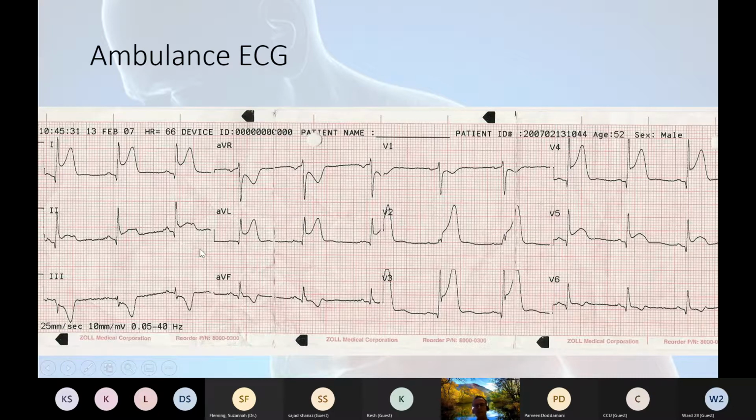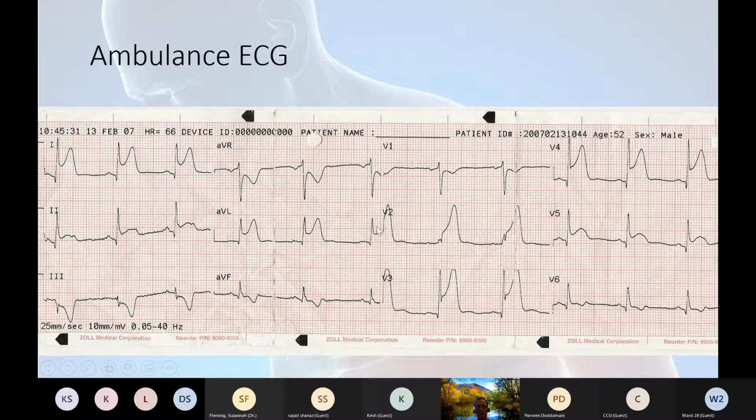And you'd be astonished that something like this could be missed. And that wasn't in this case. But every year we have missed STEMIs arriving on CDU where there was no doubt looking at the ECGs that it was a STEMI. Humans miss things. They miss things if they're not expecting them. They miss things because they're human.